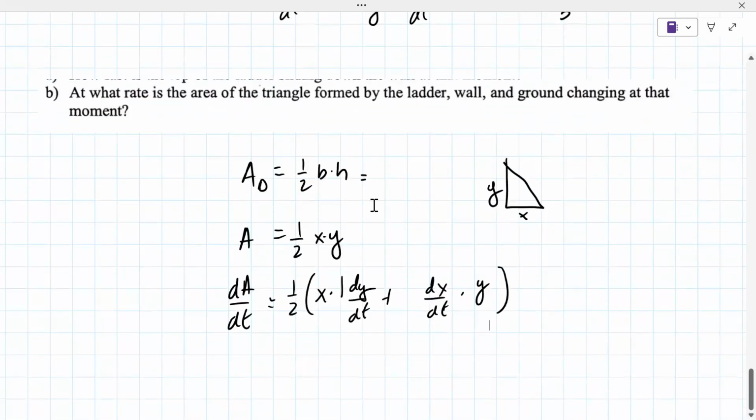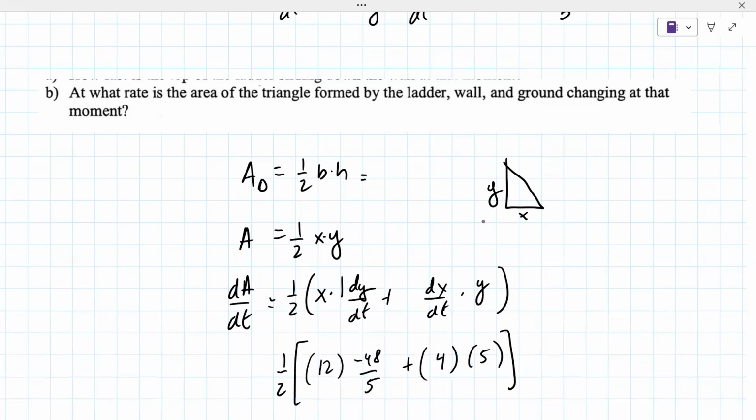And we're using the same values as before, right? Yes. Okay. So I think we said 12 dy dt was minus 48 over 5 plus 4 times 5, and you're going to take a half of all that. This time, though, the units of area are squared, feet squared per second. Okay.